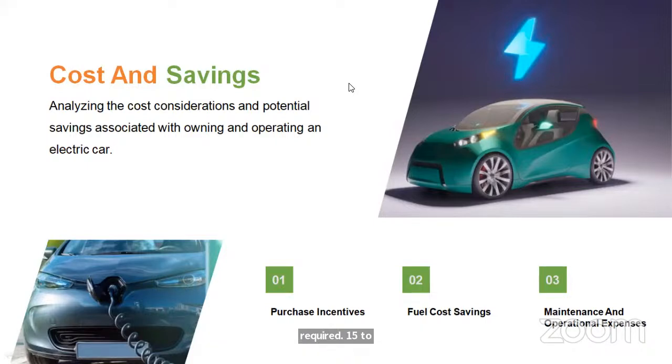Due to that lower running cost, electric vehicles are way better compared to IC engines. If you think in the long term, like a 5 year plan, 6 years, 10 years, electric vehicles are the better choice, a better option compared to IC engines.